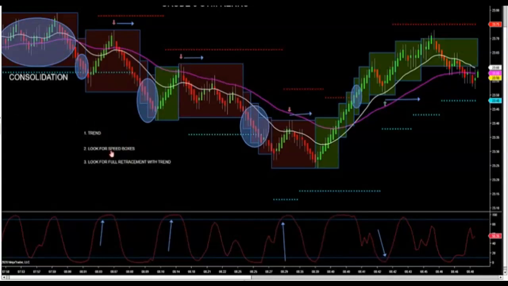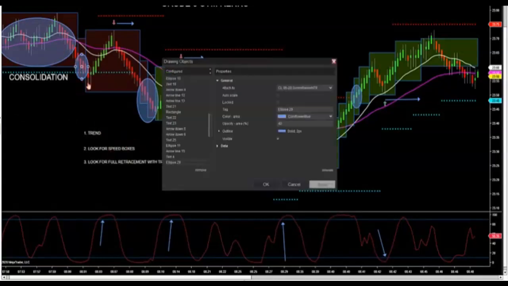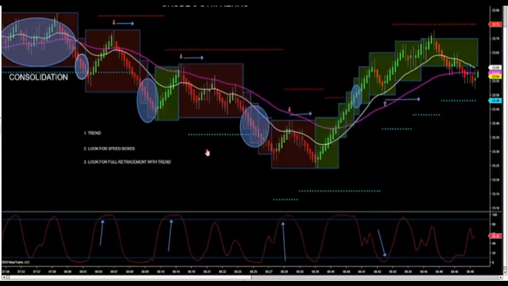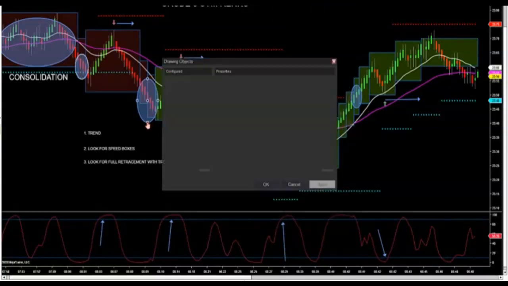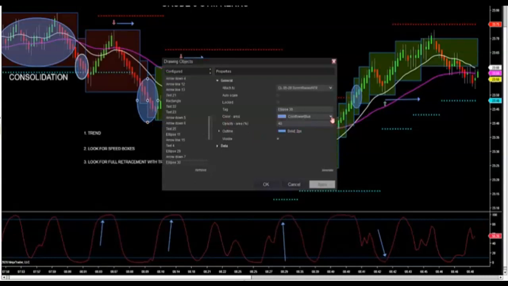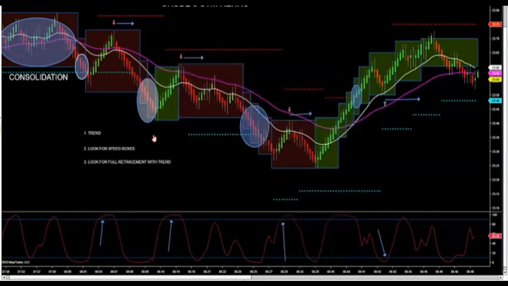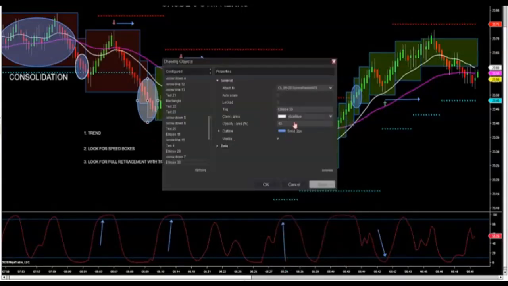Because you look for trend, right? The trend's down. We look for speed boxes right here. Here's a speed box. We look for the speed boxes. Try to find the speed boxes. Where are the speed boxes? That's telling us, especially on these smaller time frames of 3-sim.